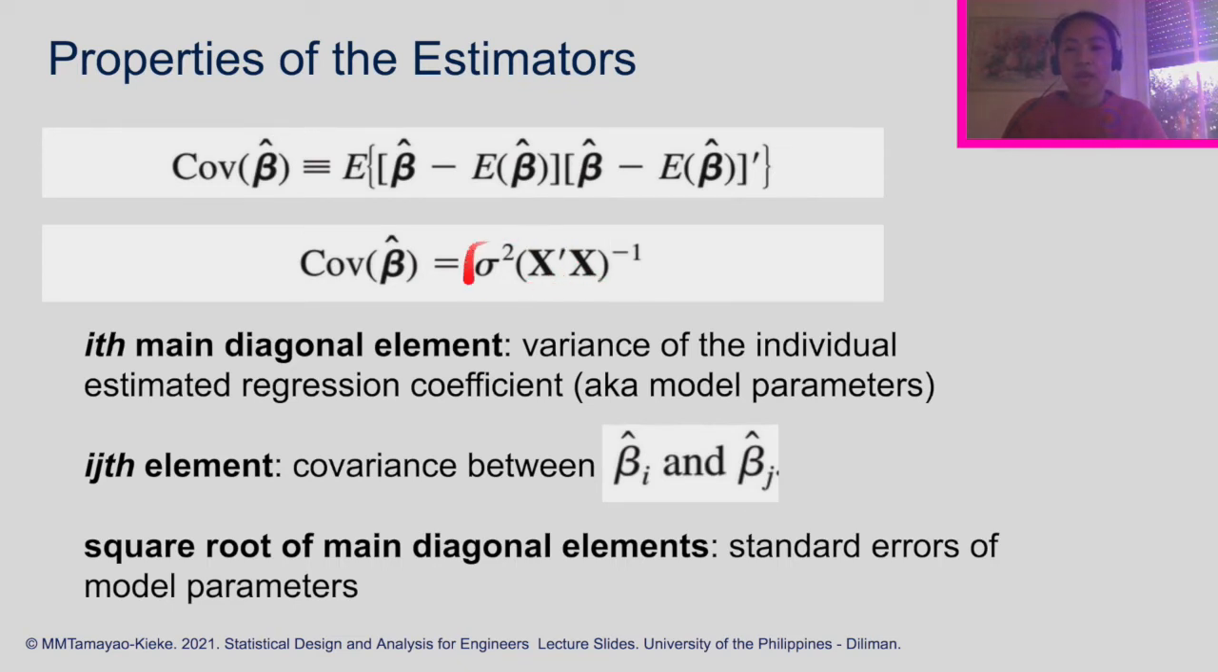Now, in this matrix, the ith main diagonal element is actually the variance of the individual estimated regression coefficient, also called the model parameters. Again, the ith main diagonal element is the variance of the individual estimated regression coefficient. Now, the ijth element are the covariances between beta i hat and beta j hat. Furthermore, the square root of the main diagonal elements are the standard errors of the model parameters.